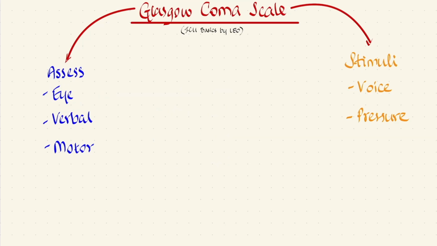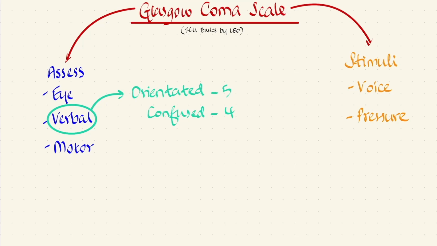At the same time, we can observe verbal and motor responses of the patient. If the patient is orientated well by providing correct time, place, and person, it is V5. If the patient is communicating coherently, however, confused with poor orientation, then it is 4. If the patient cannot verbalize fluently, but only single comprehensible words, the score is 3.